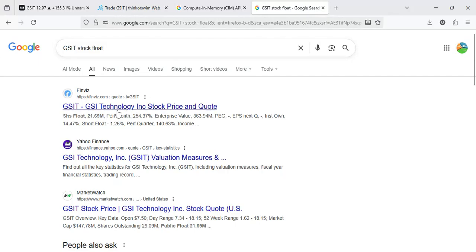Yeah, its float is 21.69. Okay. Not a low float, but the float is such that it could actually behave like a low float stock. But we'll see how it goes.